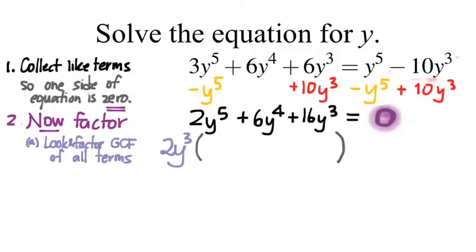So then the question is, if I bring 2y to the third out, what's in? What is its cofactor that makes up the expression 2y to the fifth plus 6y to the fourth plus 16y to the third? What lives in the parentheses here? Y squared, because that's what separates 2y to the third from 2y to the fifth. Again, when you multiply powers, you add exponents. And then what separates it from 6y to the fourth is a 3y, and what separates it from 16y to the third is an 8. And my right-hand side of the equation is still 0.